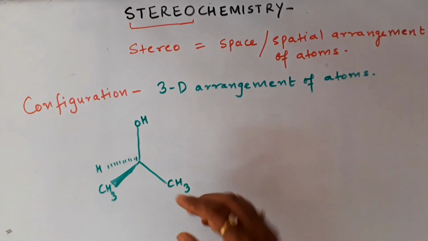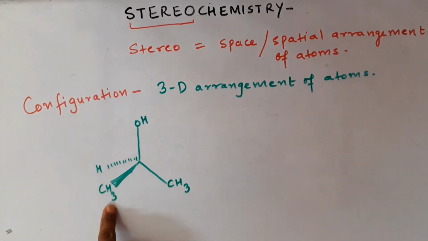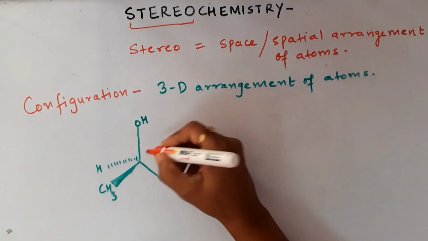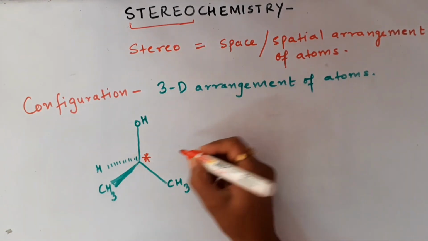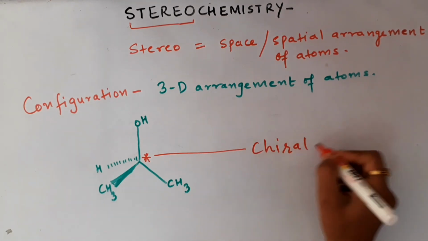How are the atoms arranged? Are they on the paper? Are they away from you, like hydrogen is away from us and CH3 it is towards us? Now when we see this particular figure, we have this carbon atom which is denoted by an asterisk. It is called chiral carbon atom.